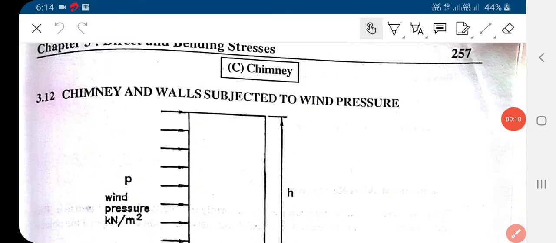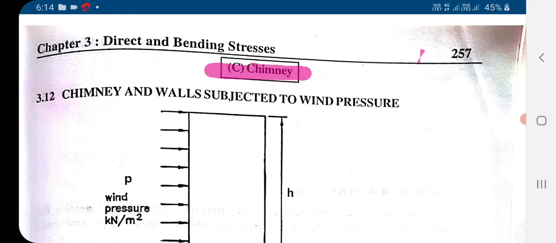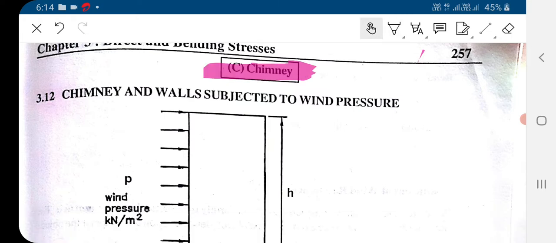Hello students. So today we are going to start the last topic of this chapter, that is chimney. So today we are going to study the chimney. So basically, why do we study this chimney in this chapter? Because the chimney is a high elevated wall, so it is subjected to wind pressure, and this wind pressure will generate bending moment or bending stress in the wall. So that's why we have to study this chimney for direct and bending stress also.